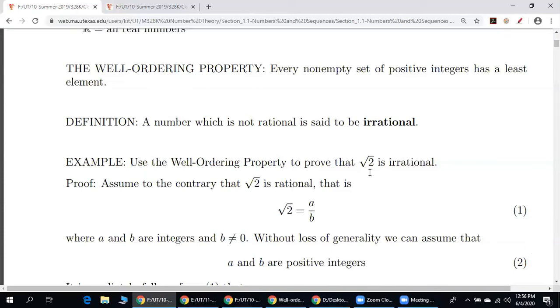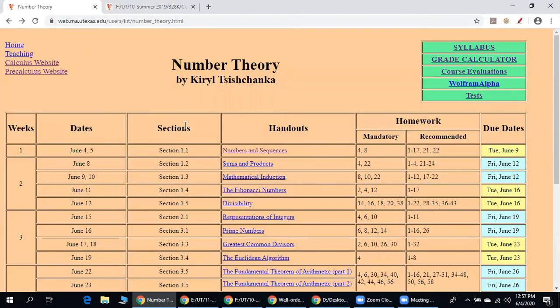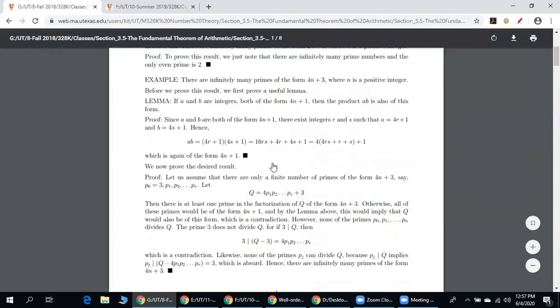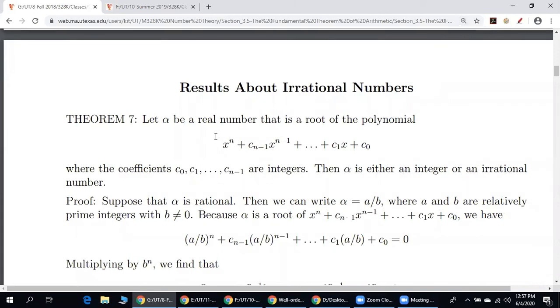How to generalize this result? We can generalize this result in many different ways. For example, tomorrow we will show that square root of 3 is irrational, square root of 5 is irrational, and so on. Now, in section 3.5, let me take a look at 3.5. We will prove a much more general result. Here it is. Suppose alpha is a root of this polynomial, where the leading coefficient is 1, and all other coefficients are integers. Then there are only two possibilities. Either alpha is an integer or an irrational number.